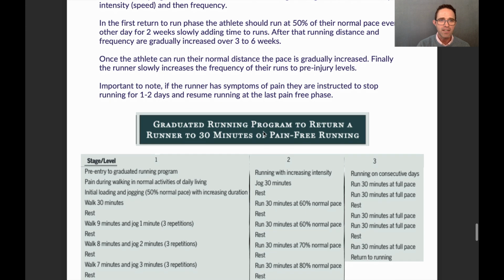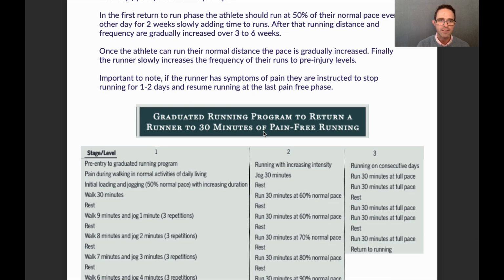And as we can see here in this chart, there's a couple different phases. So in our first phase of return to run, we would want the runner to run at 50% of their normal pace every other day for 2 weeks. And we're going to slowly add time to their runs. Then we want to give them more running distance, and we're going to increase the frequency as well.